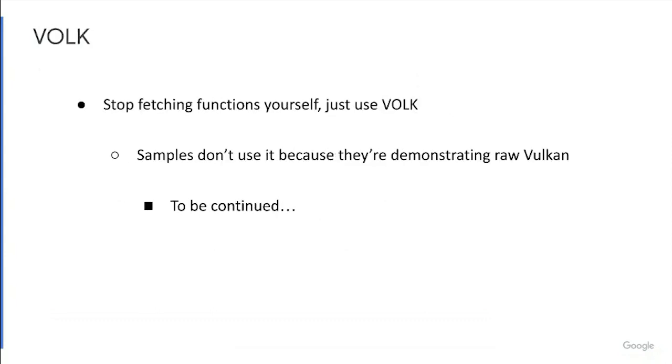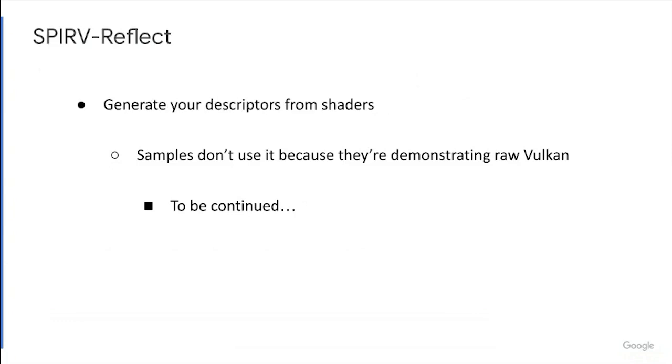You should probably be using Volk. If you're using the Vulkan HPP, like I just said, you don't need to use Volk. It's got its own dispatcher in it. SPIR-V Reflect: you should probably be generating your descriptors from SPIR-V Reflect. Some of the bindless stuff that we were talking about yesterday maybe makes this a bit obsolete now. I need to go through that exercise and see how that would work.